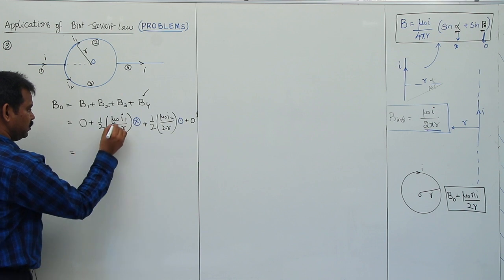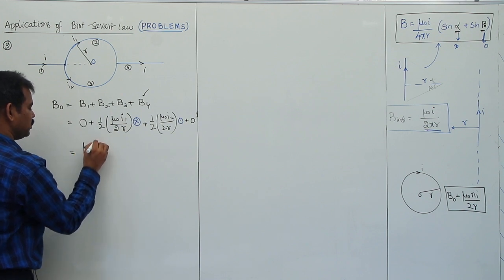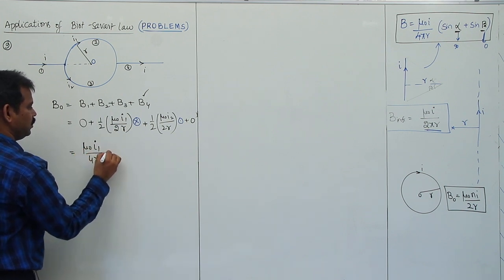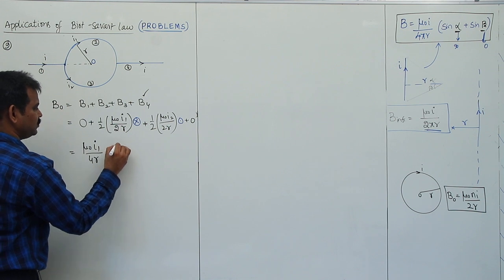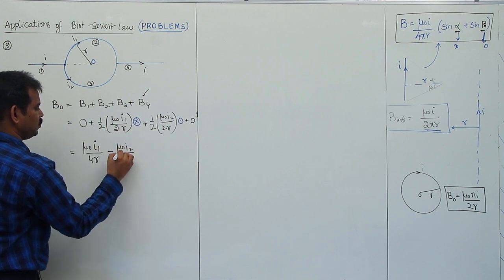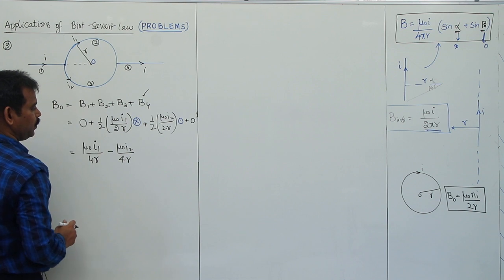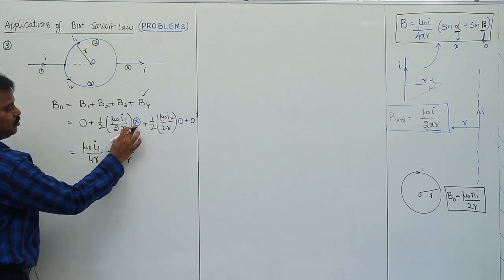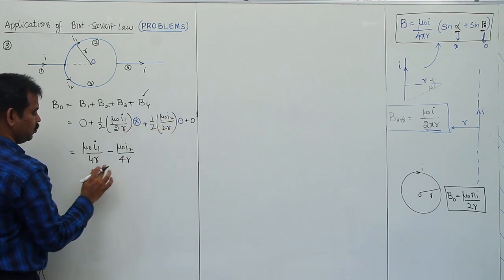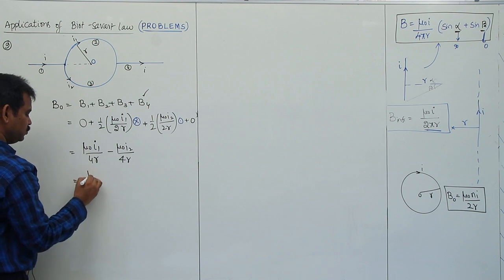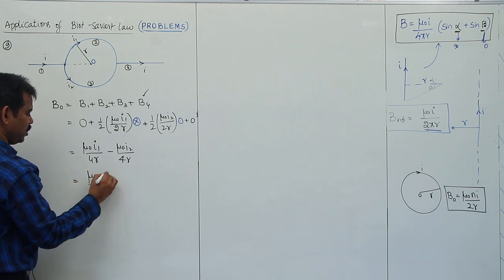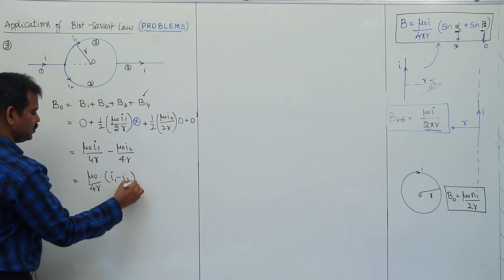Now you can write this as mu naught I1 by 4r minus mu naught I2 by 4r. Why? Because one is acting into the board and the other is acting out of the board. So we have to subtract this. So mu naught by 4r into I1 minus I2.